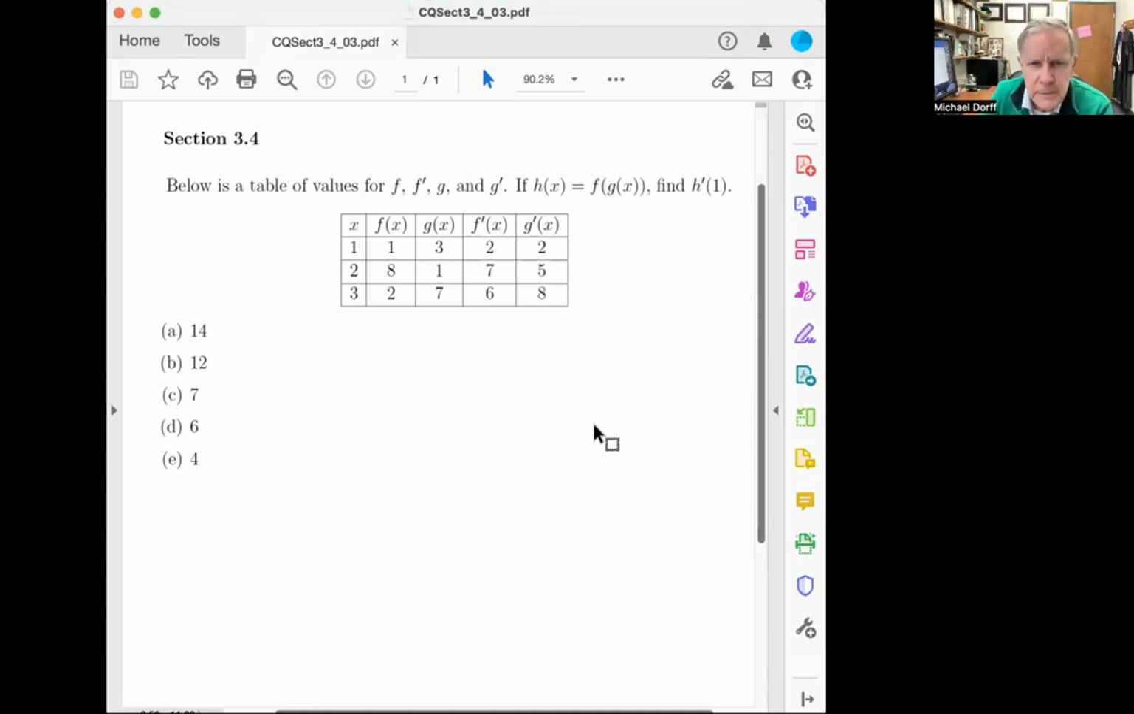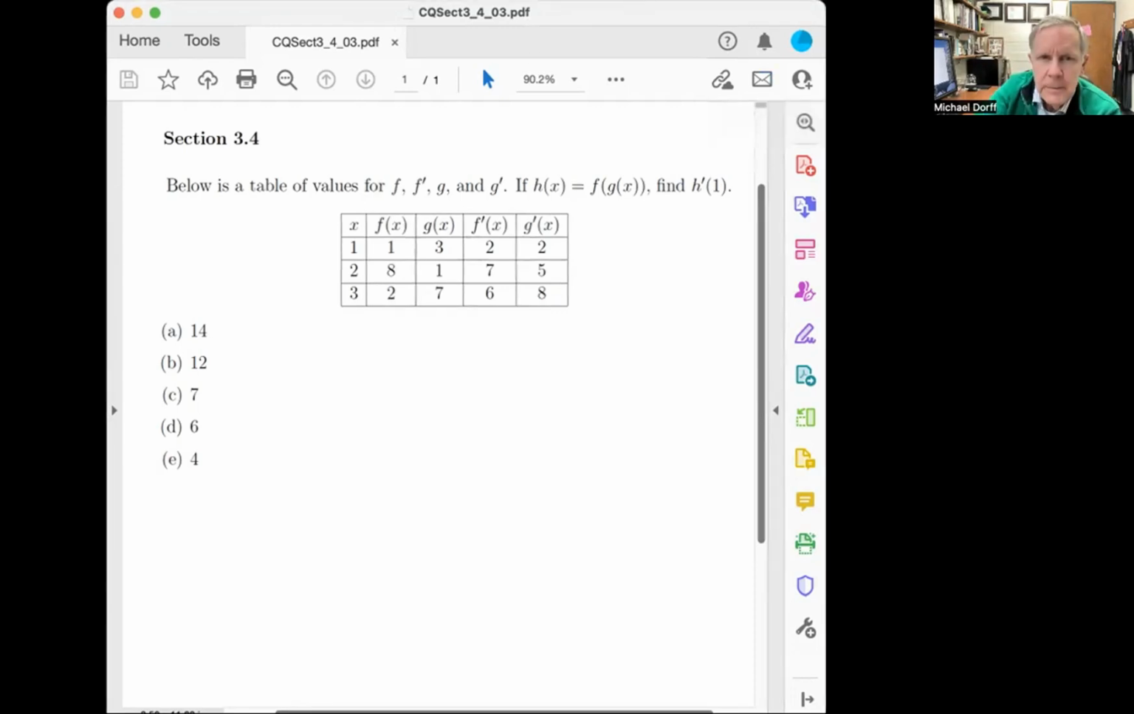I also needed to know g prime of 1. So I look on there and I see that for g prime of 1, I have the row that has 1 on the left, and go all the way to the far right, and I see g prime of 1 is 2. And then I want to find what f prime of g of 1 is. So that was f prime. We saw that g of 1 was 3. Now I have to find f prime of 3, because we wanted f prime of g of 1. So f prime of 3, and I see that looking at the very bottom row, and going down from f prime, that is 6.